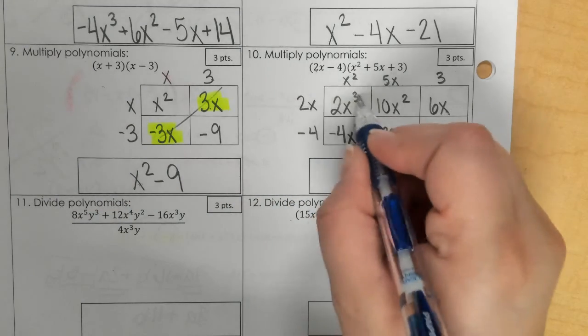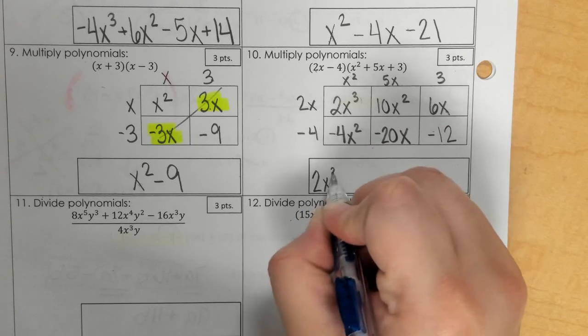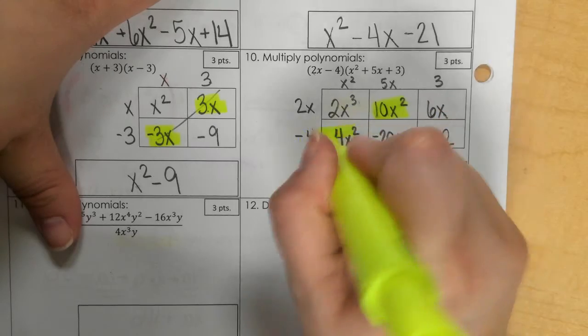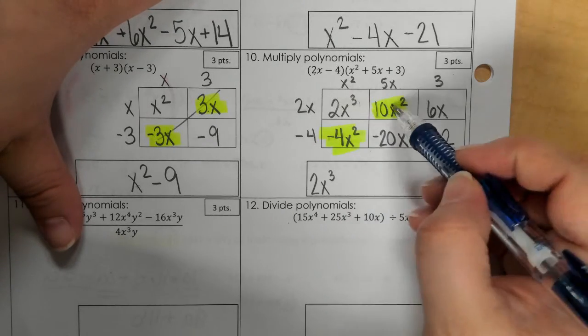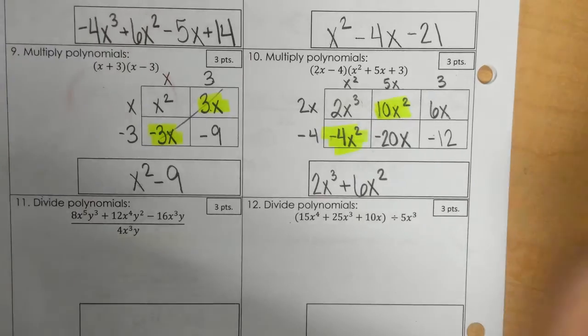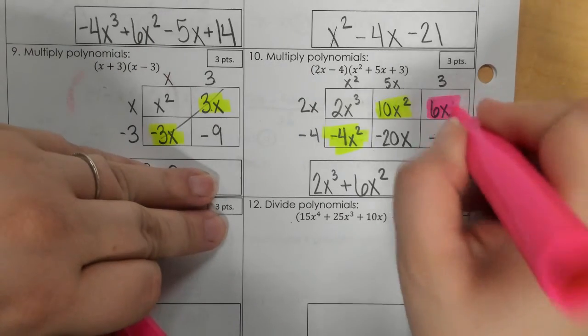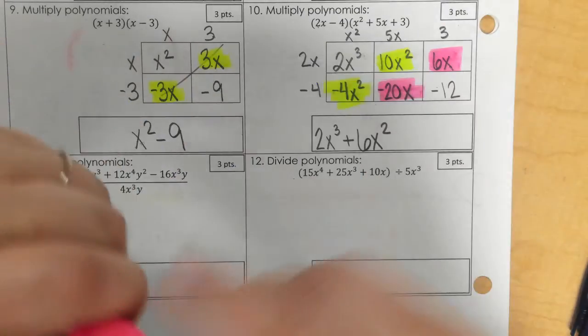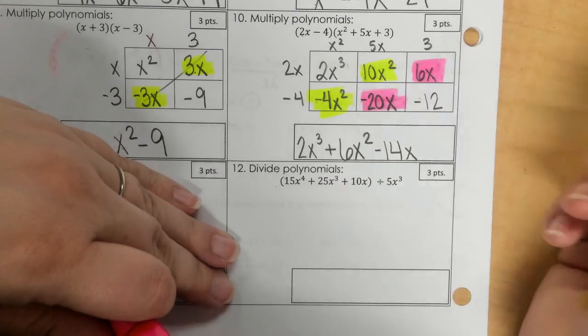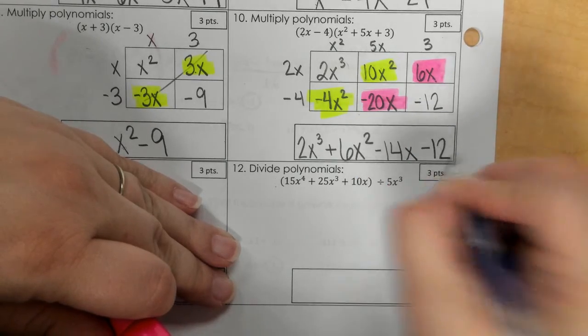So first term, I can't combine with anything. Okay, then I have the 2's, exponents of 2's. So 10 minus 4 would be 6. And then 6x minus 20x is negative 14x. And then that minus 12 would just come down at the end there.